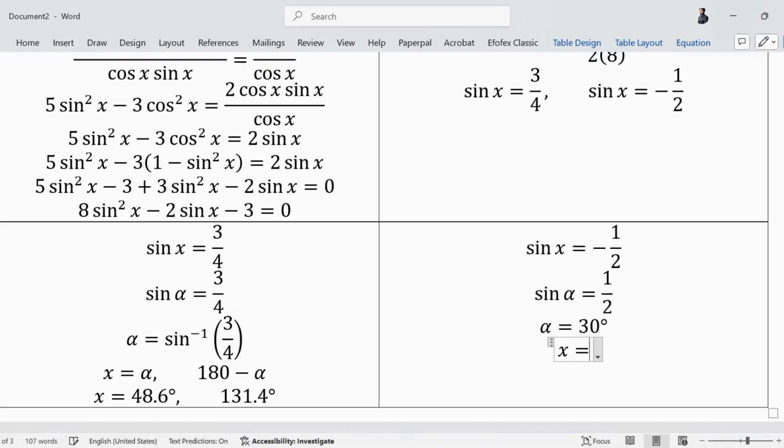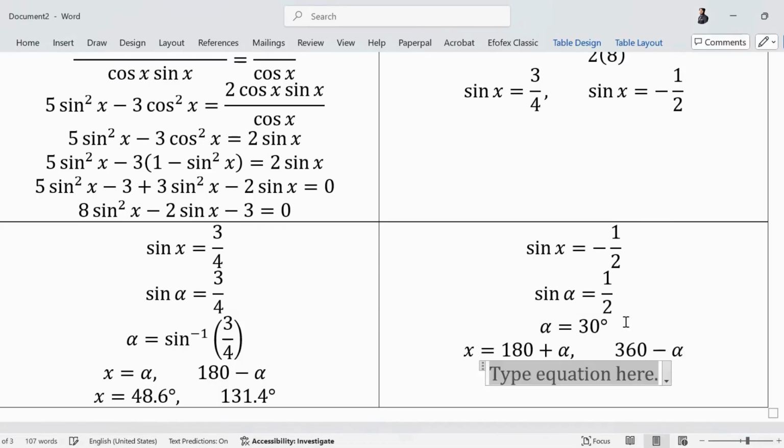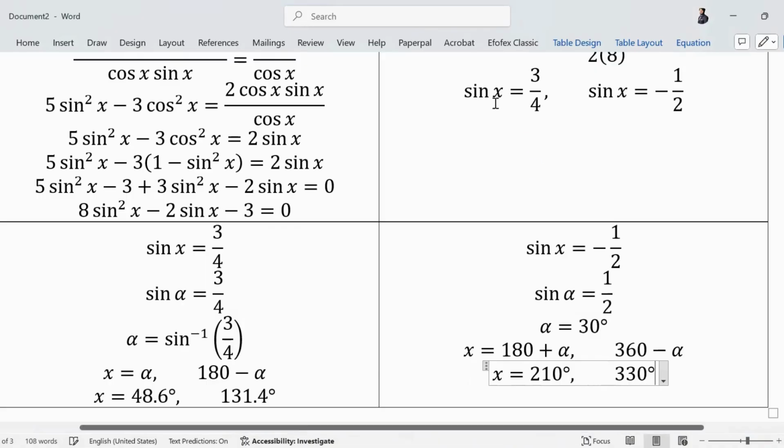So my values of x will be 180 plus alpha and 360 minus alpha. So what values of x? 210 and 330. So these are the four values of x that you will end up with.